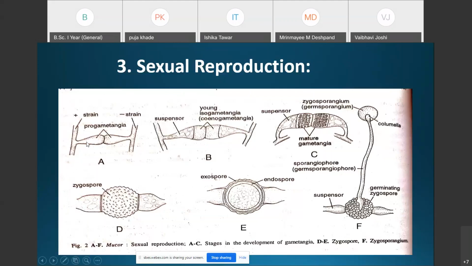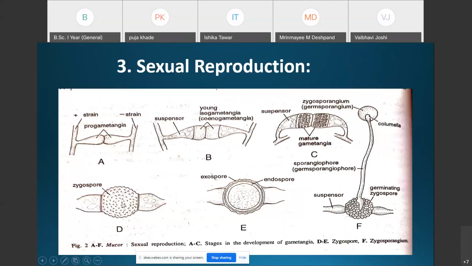Here both these gametangia are morphologically similar, that means they are identical in their shape, size, and color, but they are physiologically different, that is, one is the positive strain and the other is the negative strain. That's why this sexual reproduction is said to be isogametangial copulation, because the entire content of these gametangia gets mixed with each other.